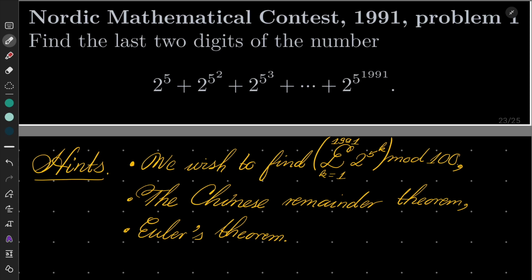1991. Okay, so my hints for you for this problem. First of all, notice that we wish to find our sum modulo 100, because the last two digits are exactly the remainder of division by 100. And then it becomes a very standard problem which involves the Chinese remainder theorem and Euler's theorem. So give this problem a try and see you in a minute.